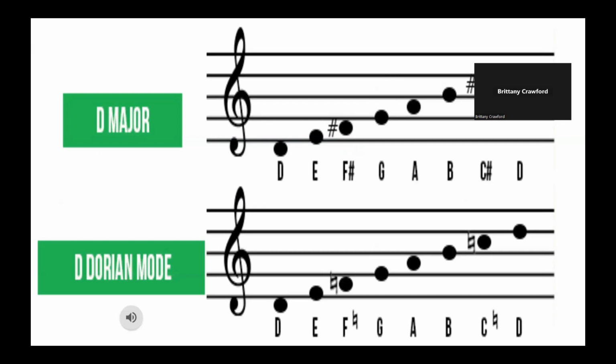Please note the comparison between the D major scale and the D Dorian mode. Instead of your F sharp, you have an F natural. Instead of your C sharp, you have a C natural. If this was a D minor scale, it would look very similar, but you would have that B flat. So it's sort of a cross. Let's listen.